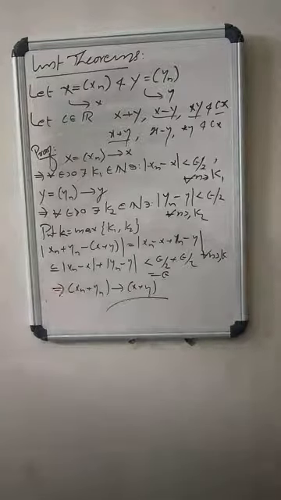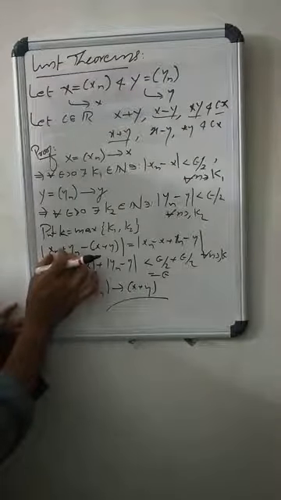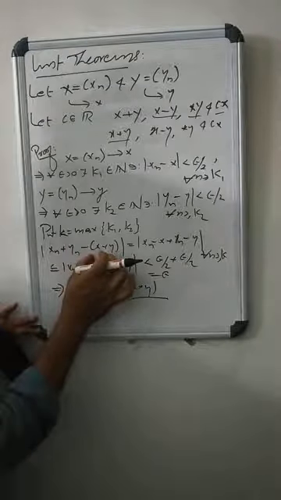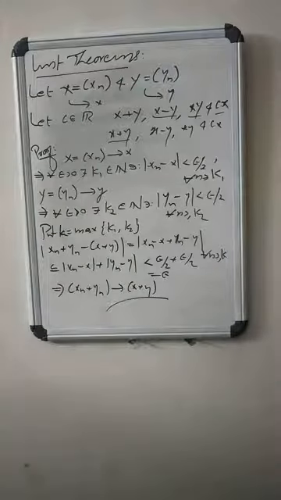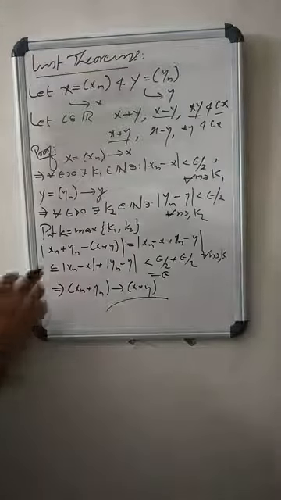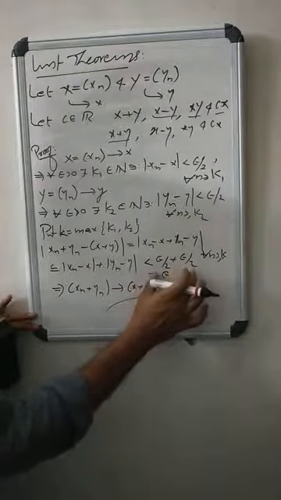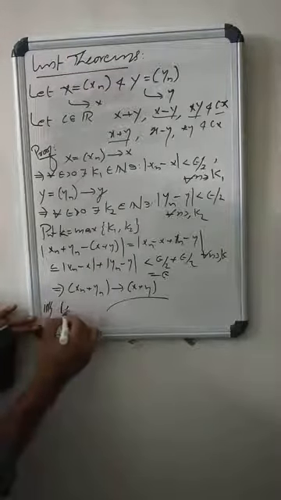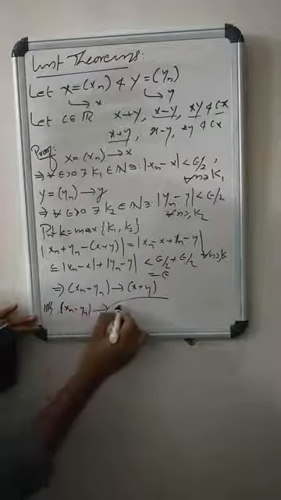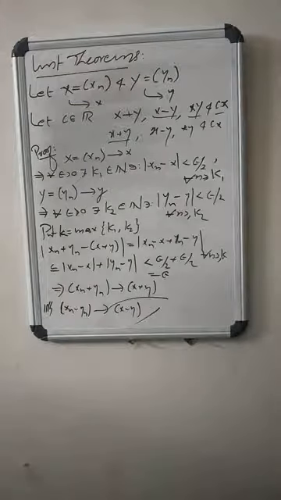Similarly, you can prove that xn minus yn converges to x minus y. How? Instead of xn plus yn minus of x plus y, consider modulus of xn minus yn minus of x minus y. That is at most modulus of xn minus x plus modulus of yn minus y, which is again less than epsilon by 2 plus epsilon by 2. Then similarly we can show that the sequence xn minus yn converges to x minus y. So the first and second results are immediate.